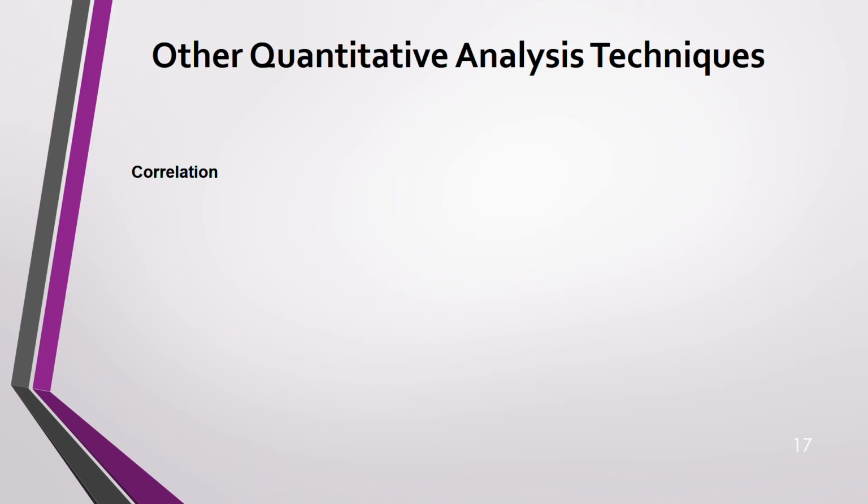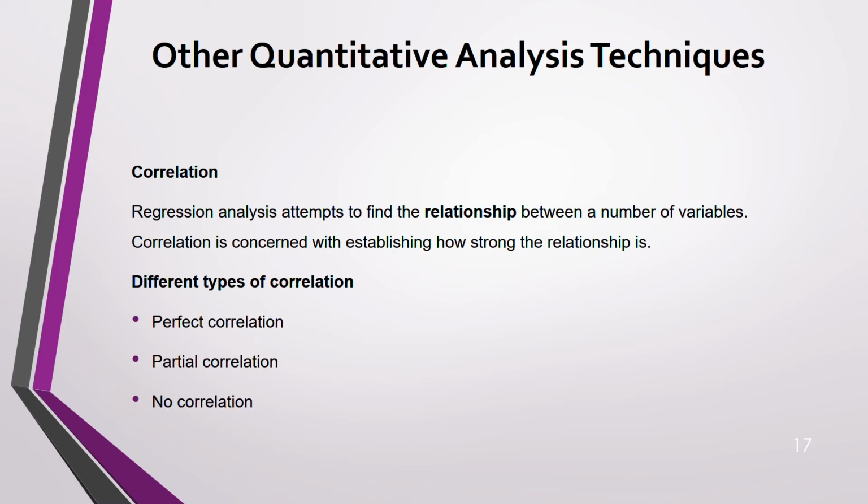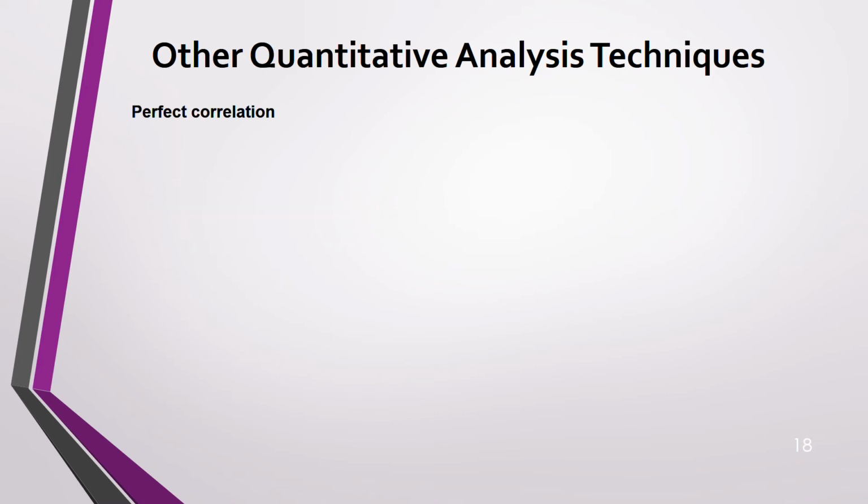Now we are moving on to the second technique, that is correlation. What is correlation? Correlation attempts to find a relationship between variables and how strong that relationship is between the two variables. There are 3 types of correlation you have to understand. Number 1, perfect correlation. Number 2, partial correlation. Number 3, no correlation. Now we are going to explain through diagrams what each of these means. In the exam, you don't have to draw a diagram, but a diagram might be given to you. Then you should know what type of correlation it is.